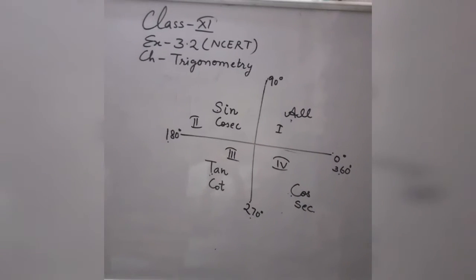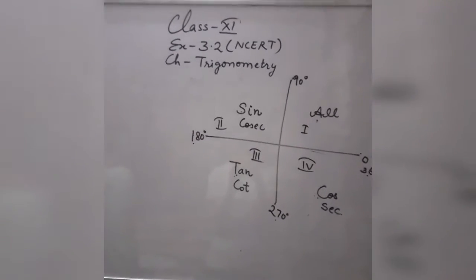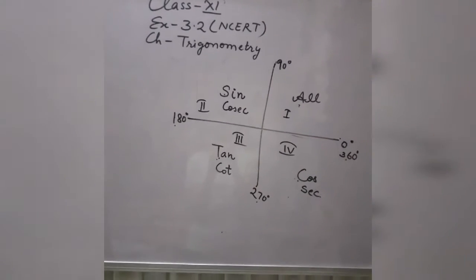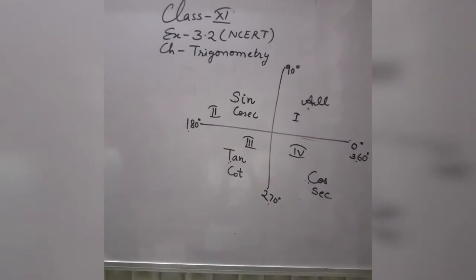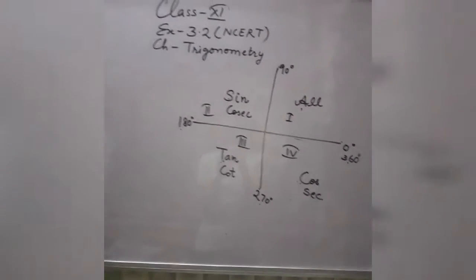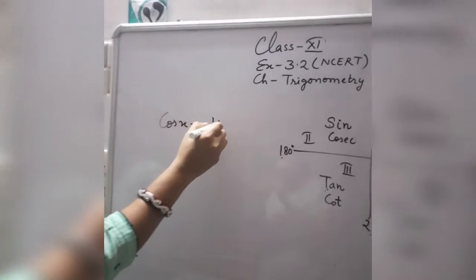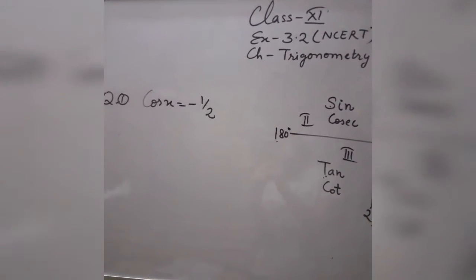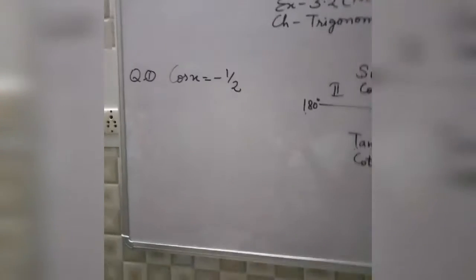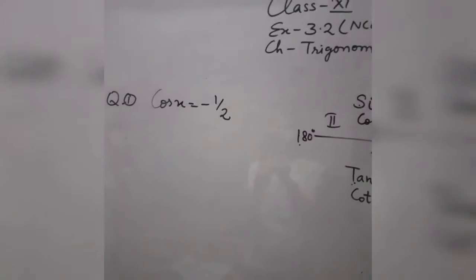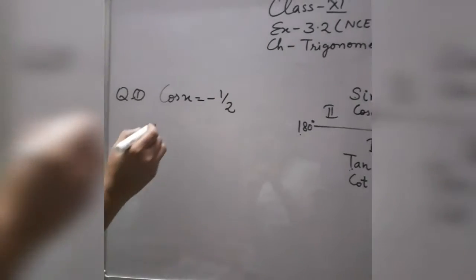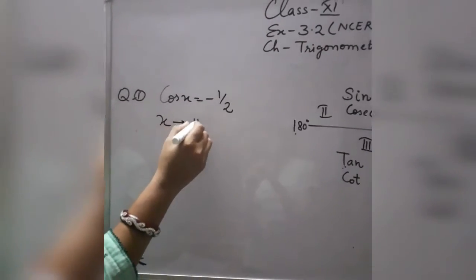In the 3.2 exercise, the first question: cos x is equal to minus 1 by 2. This is given to you. This is question number 1. And this is also given to you: x is the angle here, and this angle x lies in the third quadrant, and you have to find the value of the other five trigonometric ratios.